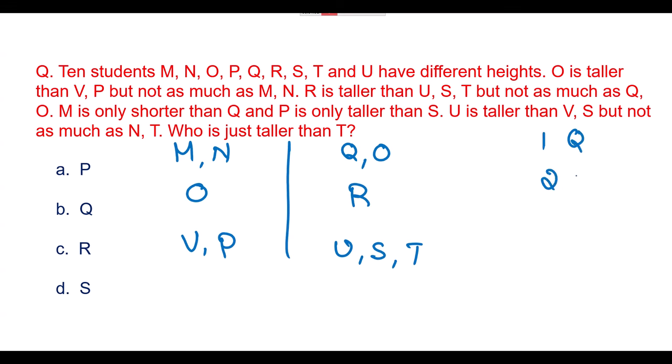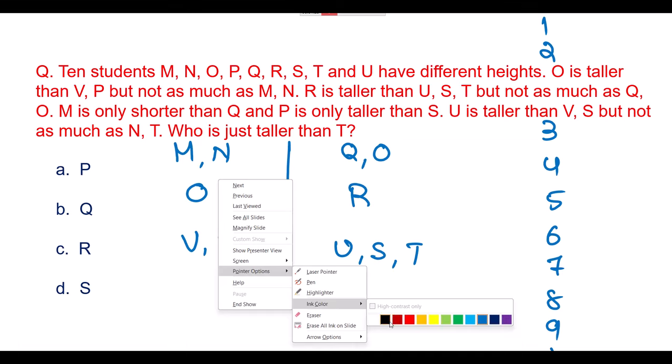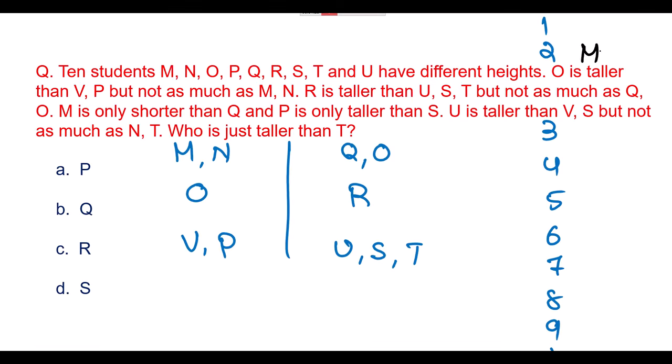M will be second. So if you go likewise, write the order 1 to 10: 1, 2, 3, 4, 5, 6, 7, 8, 9, 10. As per the question, M is only shorter than Q, so M must be here, Q must be here. And one more data, P is only taller than S. P will be here, S will be here. So 4 slots are frozen. Now 3, 4, 5, 6, 7, 8 is what we need to do.